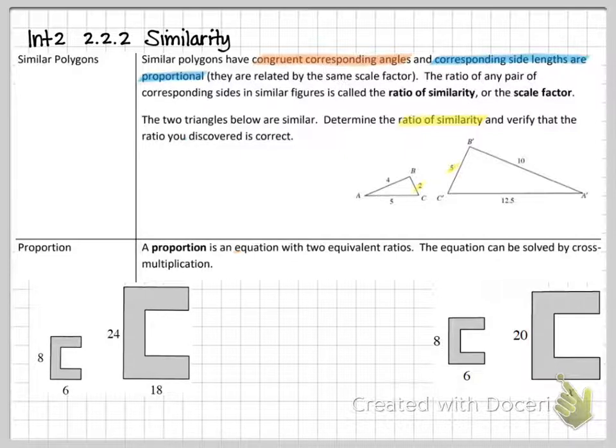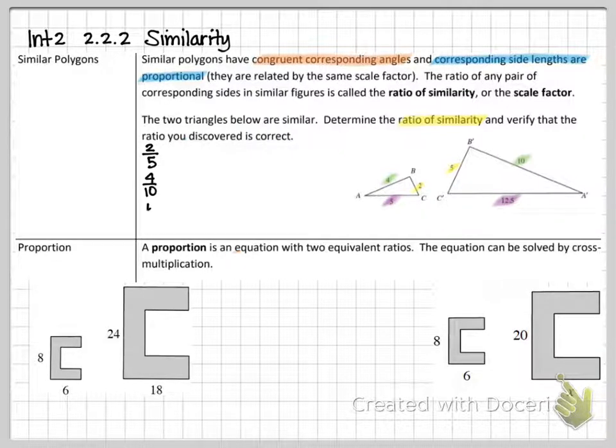So I'm going to go ahead and write the ratio. I am choosing to go small triangle to large triangle. You could go large triangle to small triangle, just be consistent with it. Then we also have medium with medium. Let's see, that's going to be 4 and 10. So I'll write 4 over 10. Again, be consistent. So I went small to large. And then the last one that I'm going to do is the 5 to 12.5.